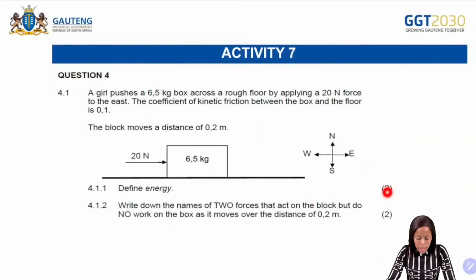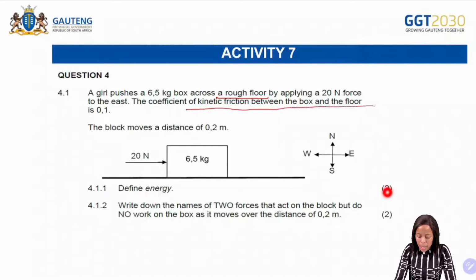So the next one, it says a girl pushes a 6.5 kilogram box across a rough floor by applying a 20 Newton force to the east. The coefficient of kinetic friction between the box and the floor is 0.1. Then it says the block moves a distance of 0.2 meters. Because they spoke of a rough floor, immediately we know that they are talking about friction.